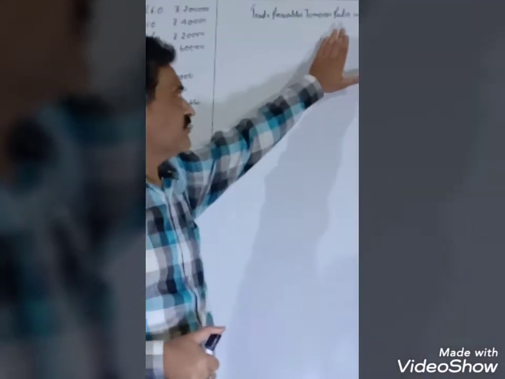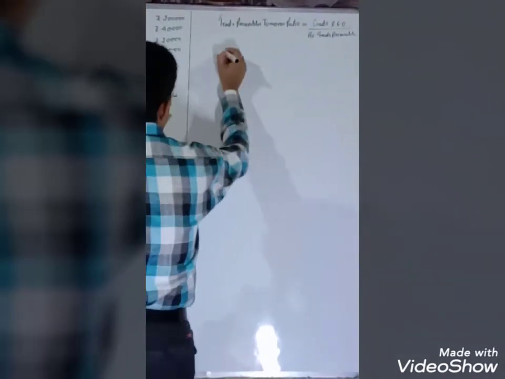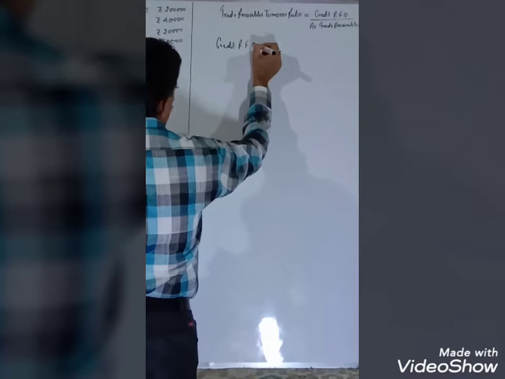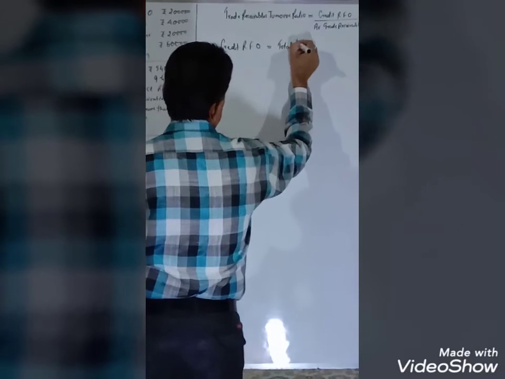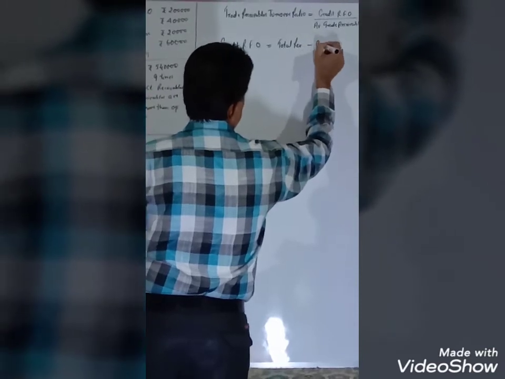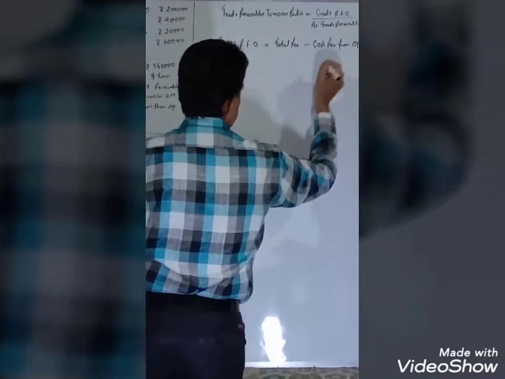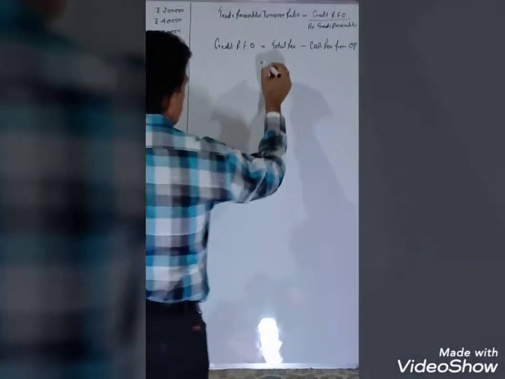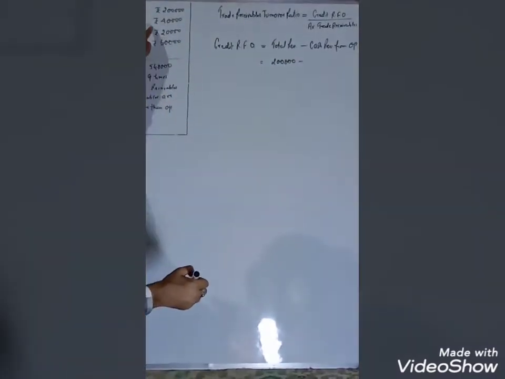As per the formula, first of all, we need the credit revenue from operations. So we have to calculate credit revenue from operations. Credit revenue from operations is total revenue minus cash revenue from operations. The total revenue from operations is rupees 2 lakh, minus cash revenue from operations rupees 40,000.